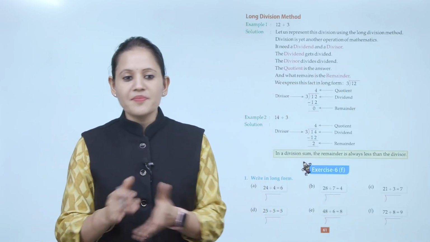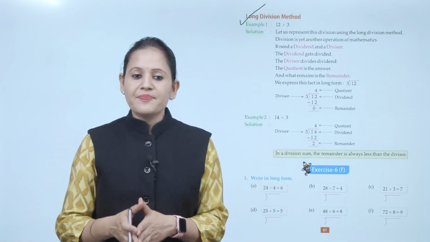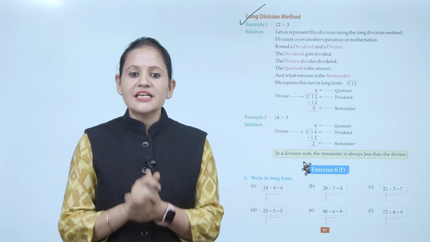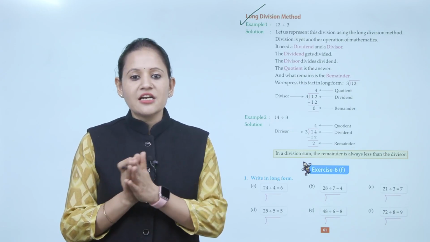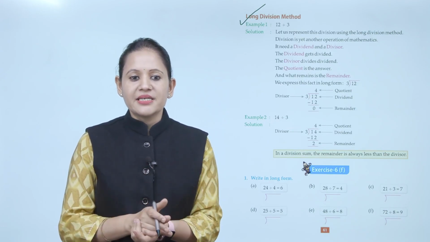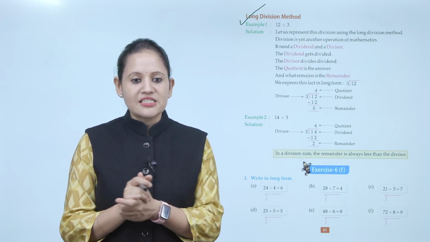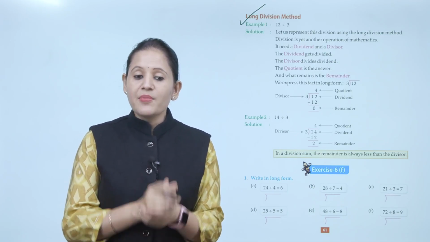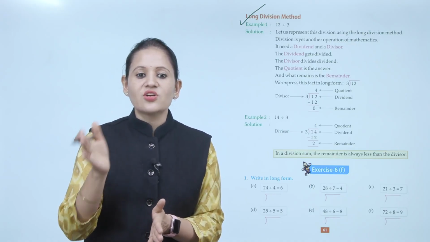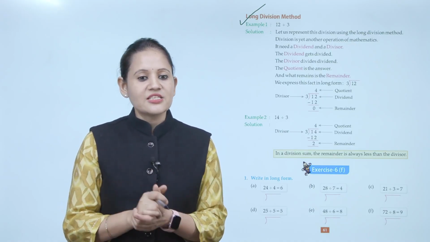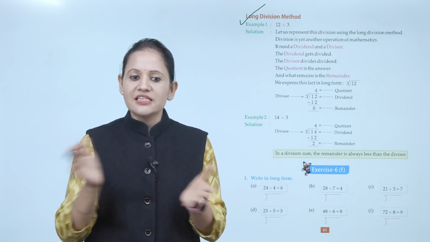Next, long division method. We'll take an example 12 divided by 3. So solution, let us represent this division using the long division method. Division is yet another operation of mathematics. So we need the dividend and divisor. The dividend gets divided. जिस number को हम divide कर रहे हैं, that is called dividend. The number by which we are dividing, that is called divisor, and the result is known as quotient. And what remains is the remainder. जो भी पीछे बचेगा, that is remainder.